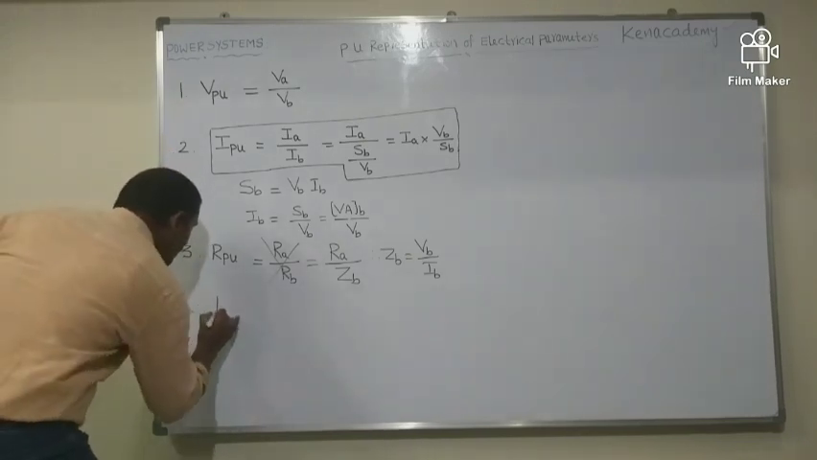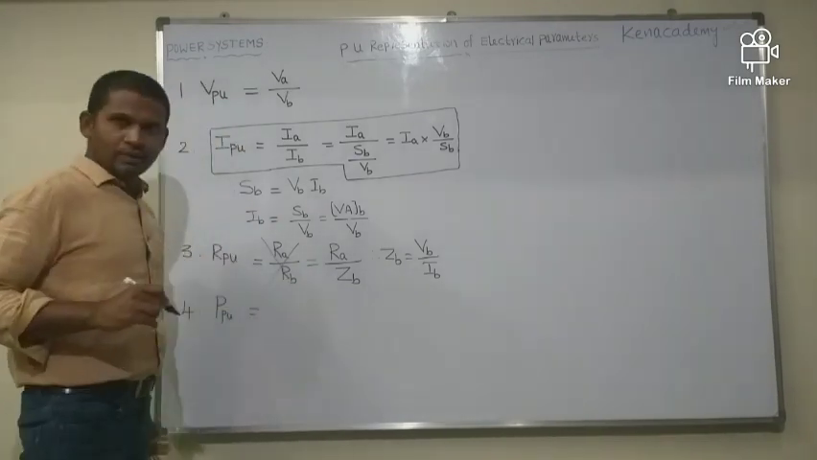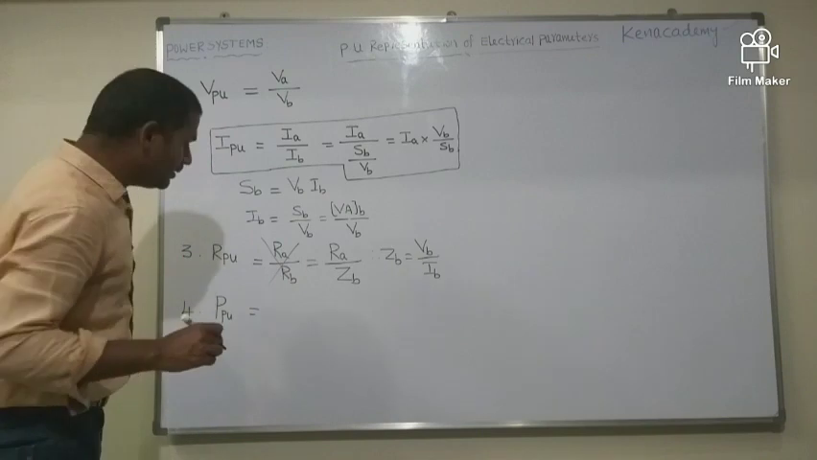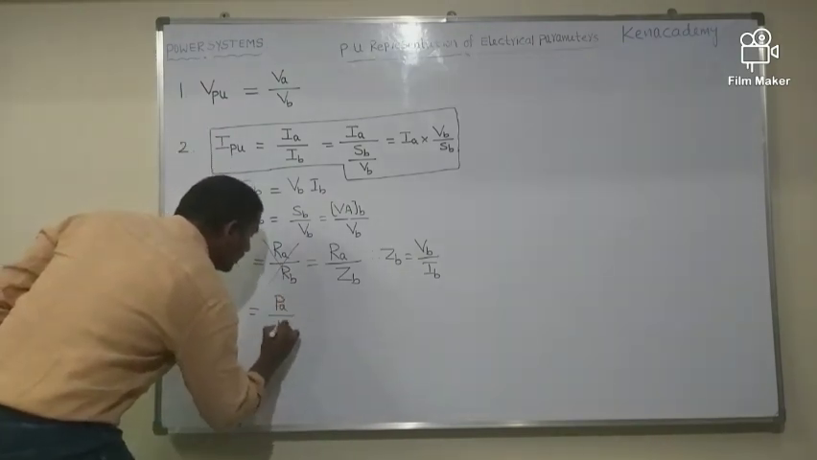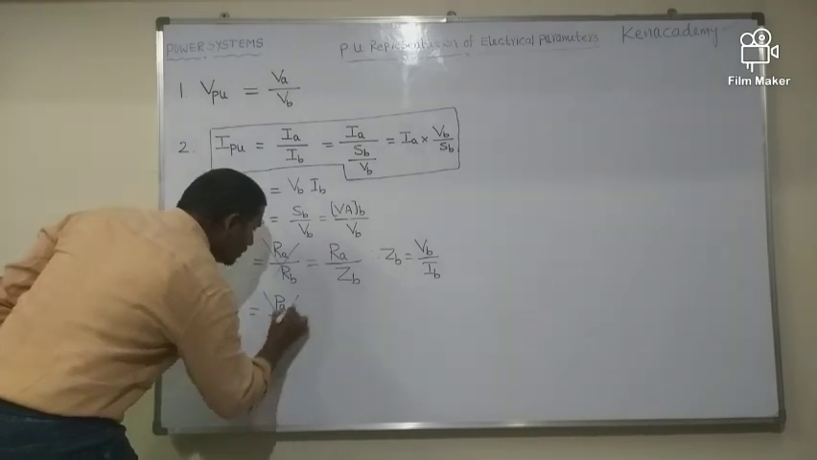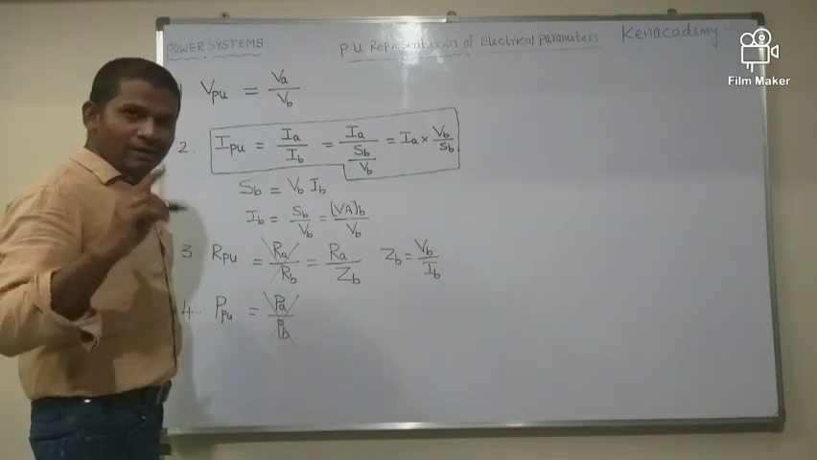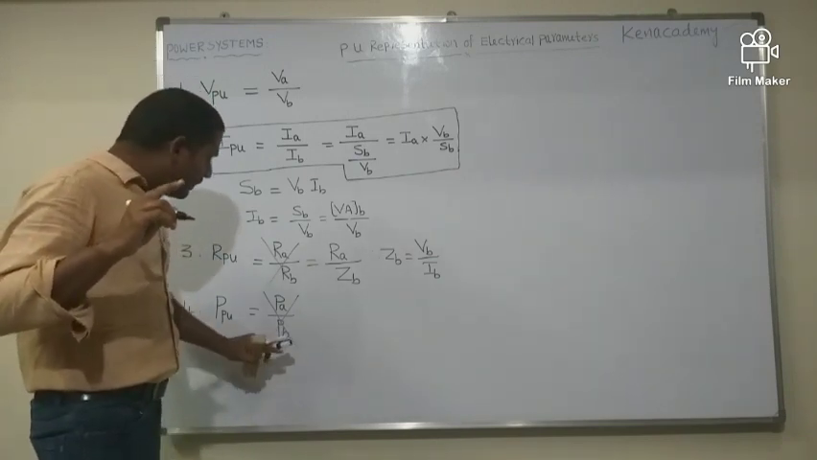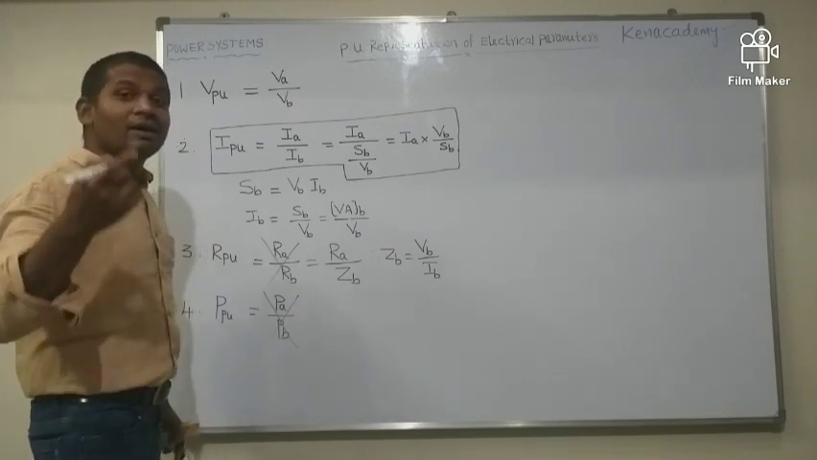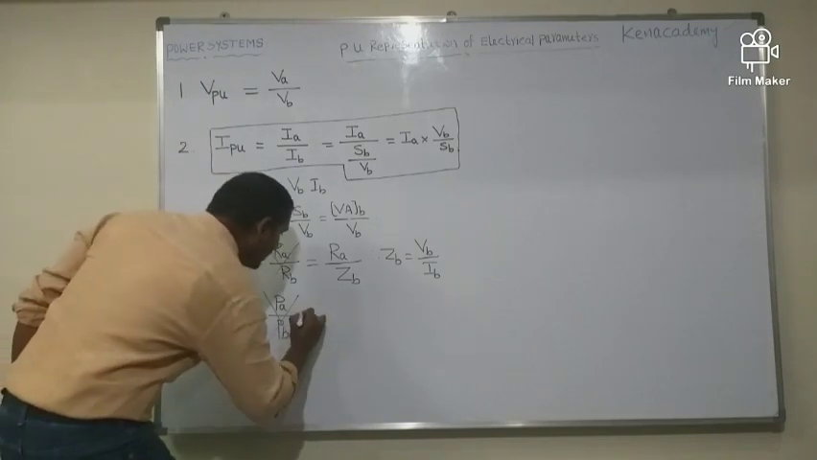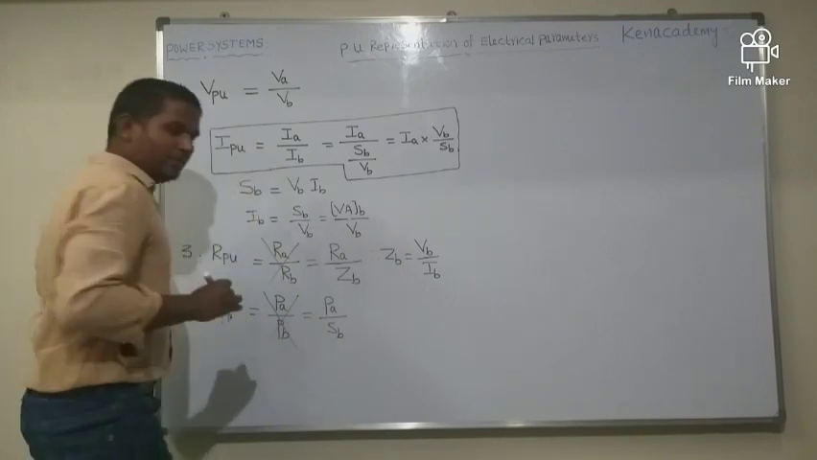Next, one more electrical parameter I want to represent in per unit. What is the per unit active power? Tell me how to write per unit active power. Per unit active power equal to actual power by base power, this is absolutely wrong. Don't write like this. I told already. In the power, don't take the actual power as the base. Always you take which power as base? Apparent power is the base. So you write actual power by apparent power base, S base.